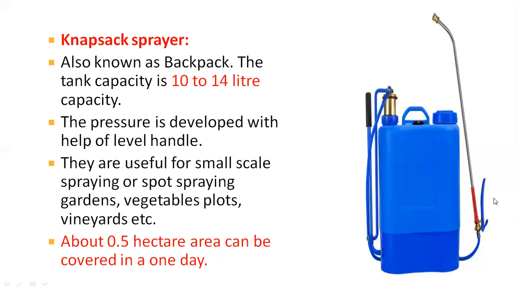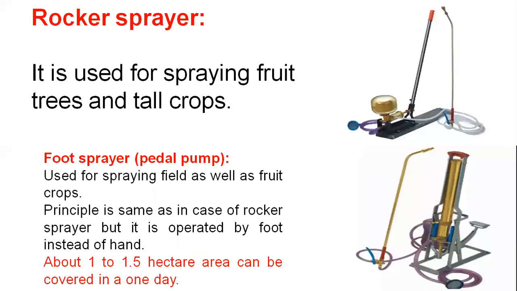With the help of this, the pressure is created, and through the lance and nozzle the spraying material is easily spread. They are useful for small scale spraying or spot spraying in gardens, vegetable plots, vineyards, etc. About 0.5 hectare area can be covered in one day, and only one person is required to spray with this equipment. So now the next one, the rocker sprayer.